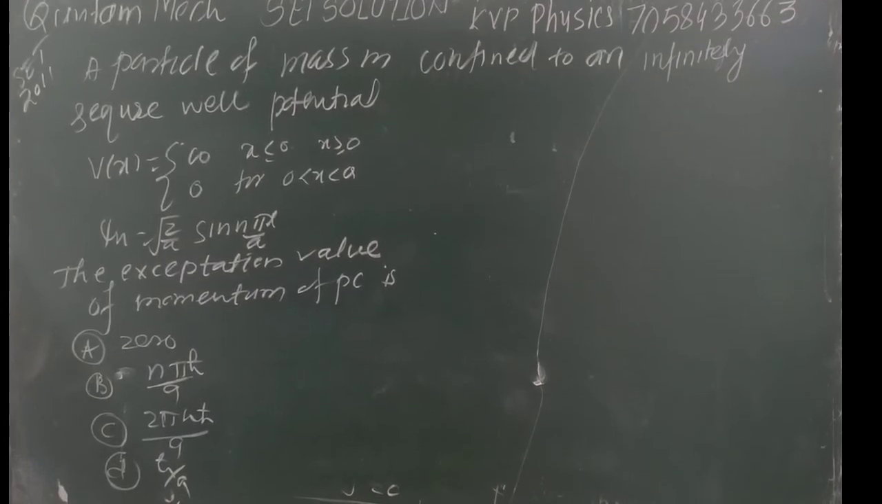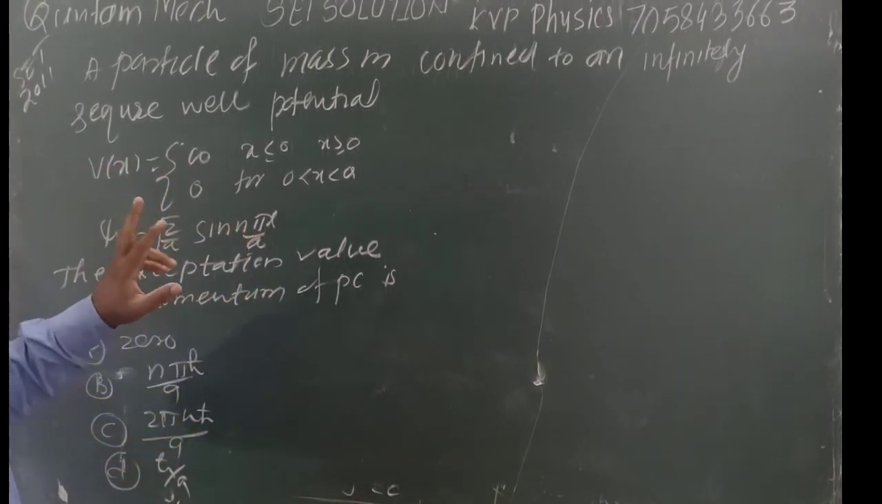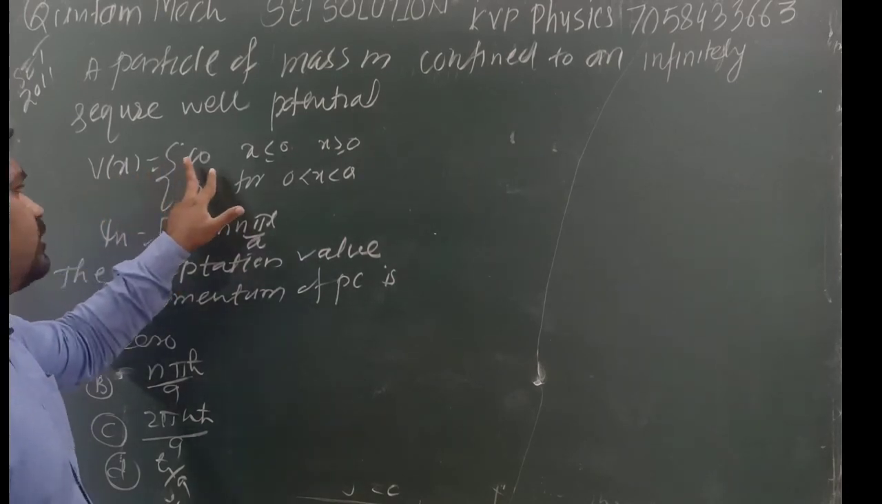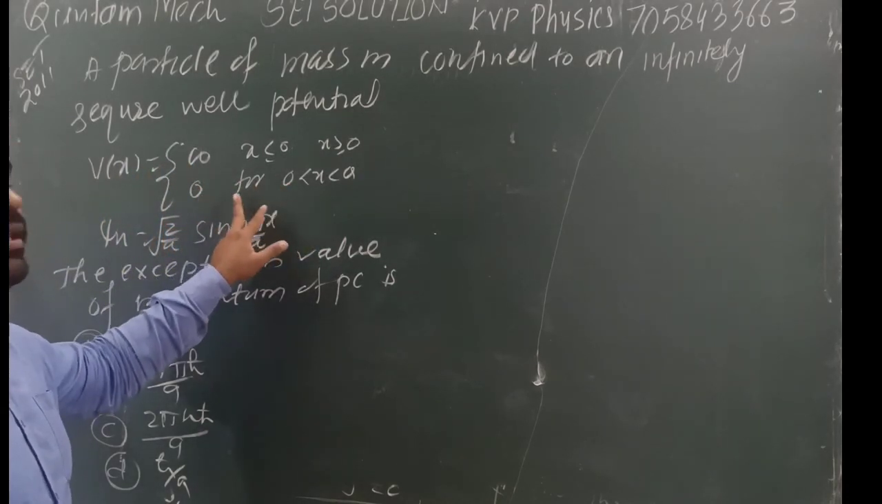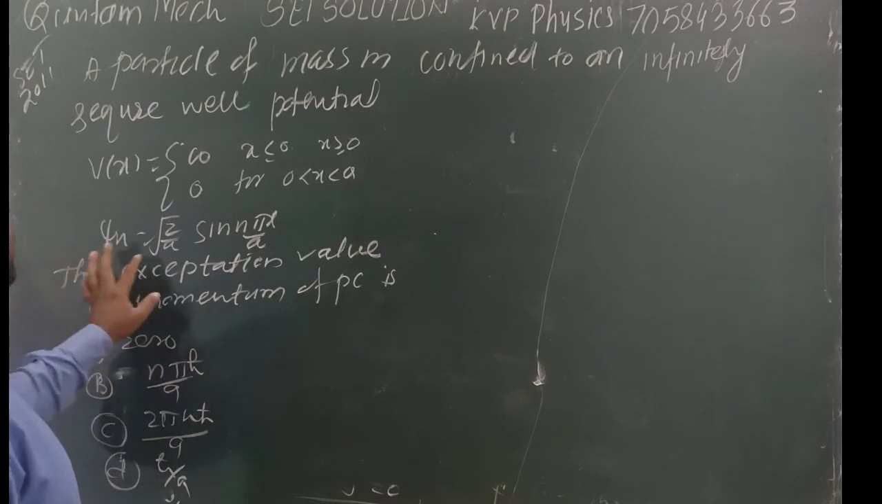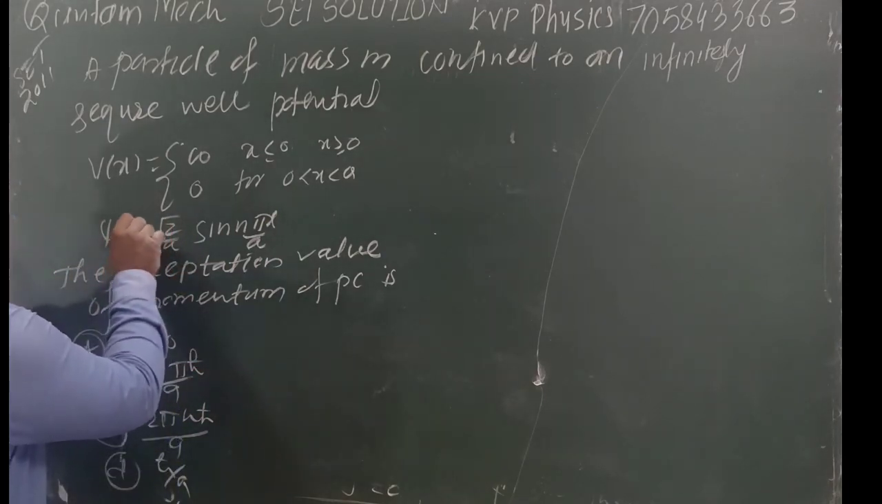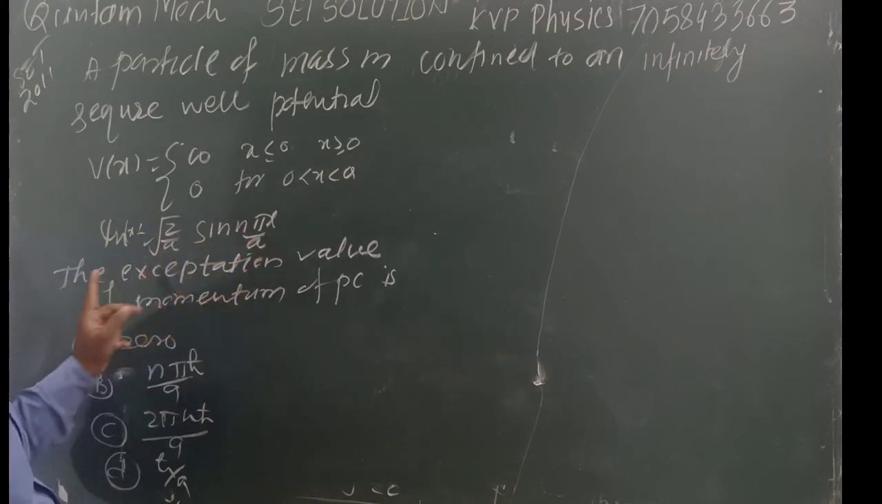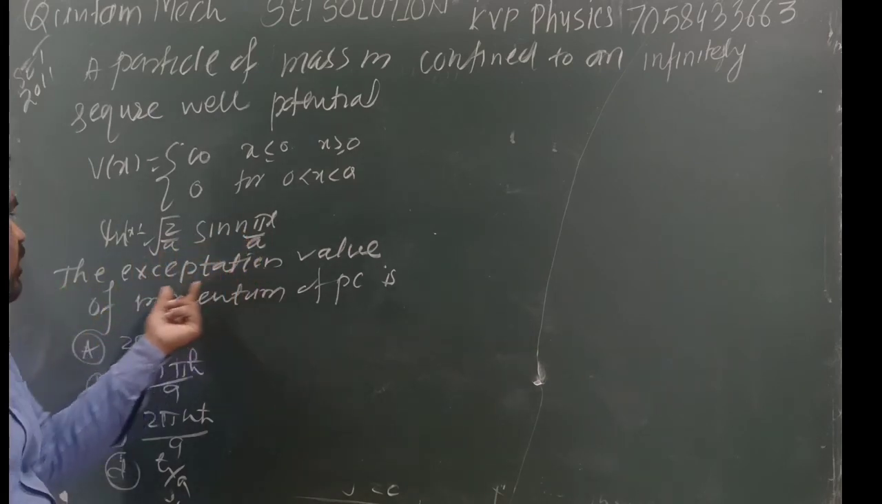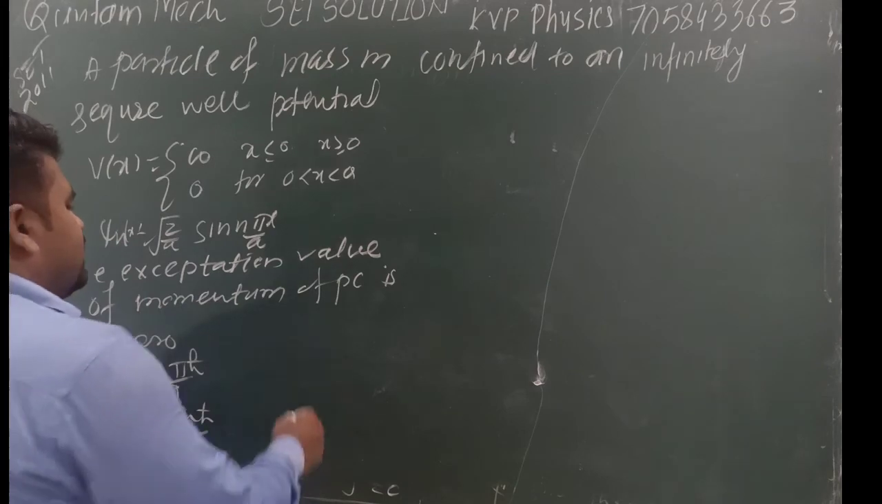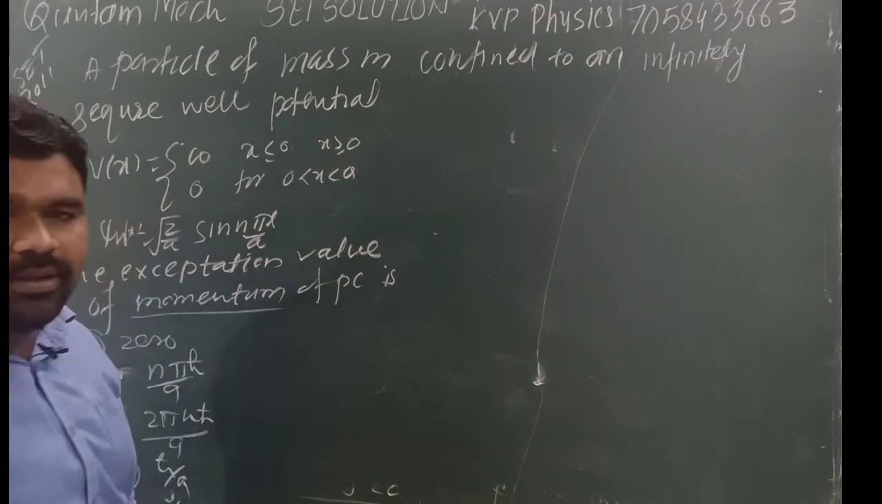Next question. This is also a set question. A particle of mass m is confined to an infinite square well potential, having potential V of x equal to infinity outside, and V of x equal to 0 in this region. Okay, and psi of x is equal to root 2 upon a sin n pi x upon a. The expectation value of momentum of the particle. Momentum of particle means p.